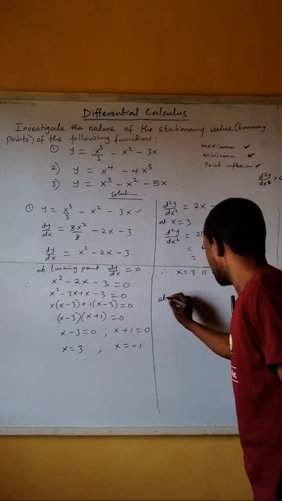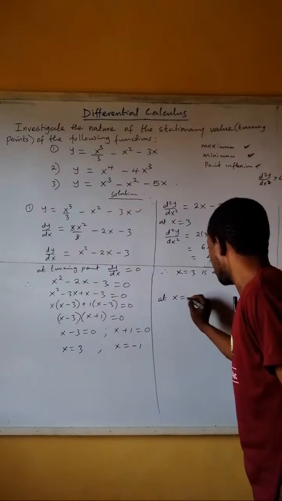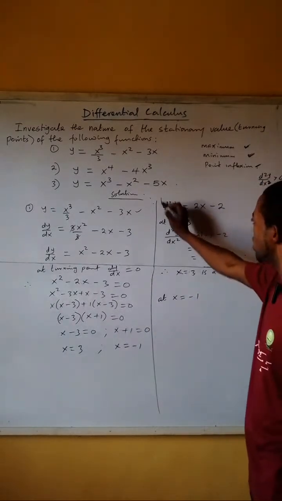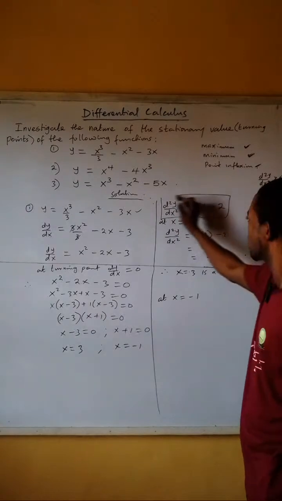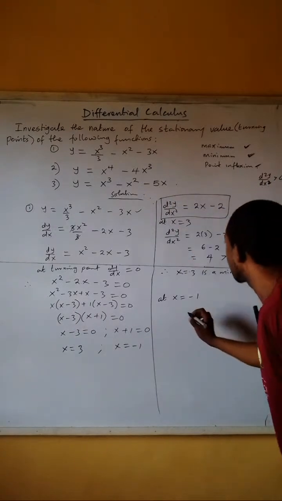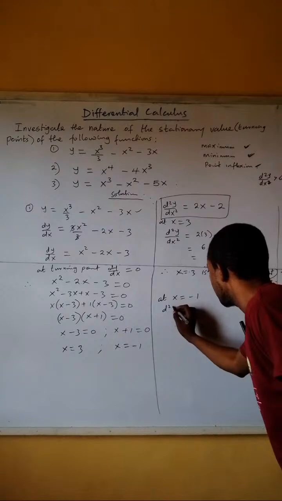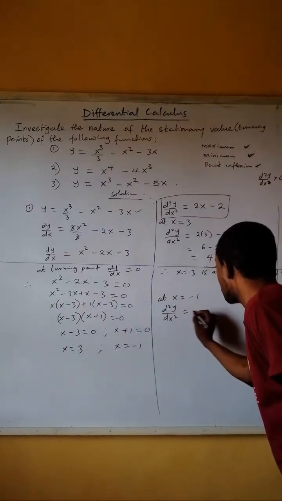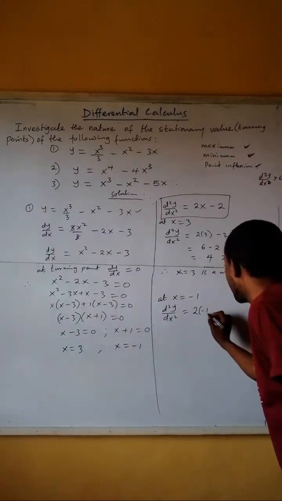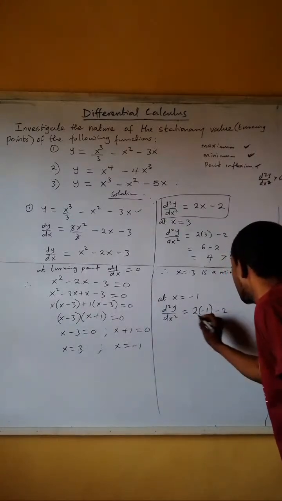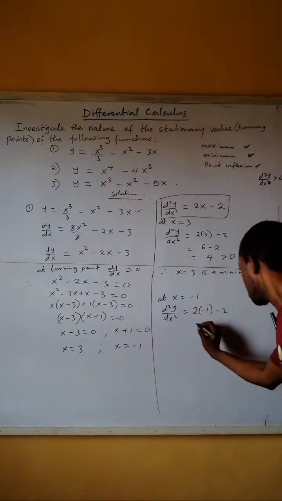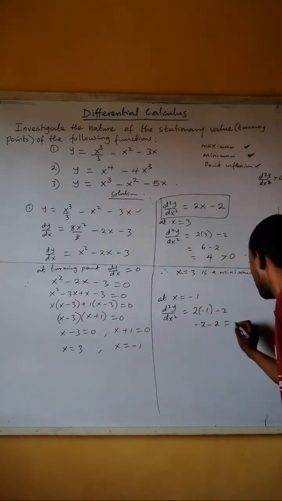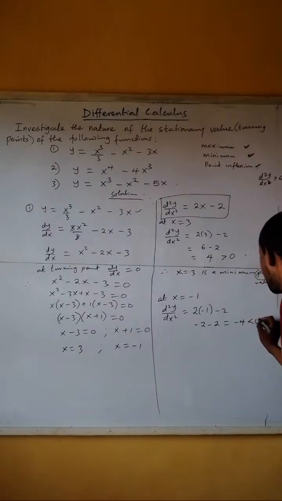Then at point x equals to minus 1, we also use the second order derivative now. We substitute x equals to minus 1. Then d²y/dx² becomes 2 multiplied by minus 1, then minus 2. 2 times minus 1 here, that's minus 2, then minus 2, which is equal to minus 4. This is less than 0.